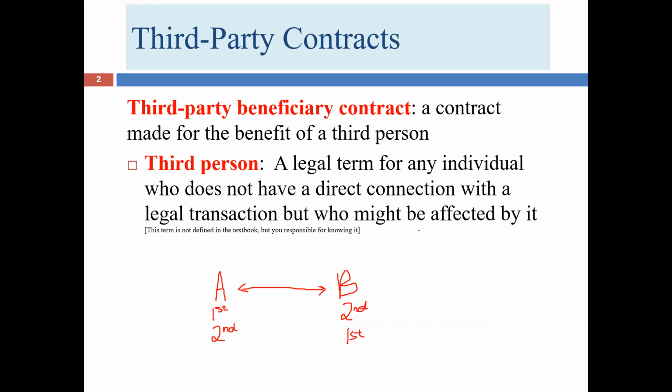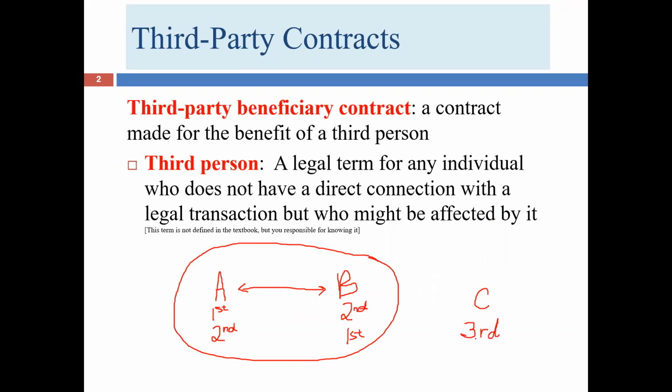The rest of the universe, everybody who isn't Albert and Belinda, we'll call that person Carl over here. He's a third party to the contract. He's not Albert. He's not Belinda. He's not the first party. He's not the second party. So he's the third party. And as you can imagine, the world is full of third parties. In fact, everybody in the world who isn't Albert and who isn't Belinda is a third party.